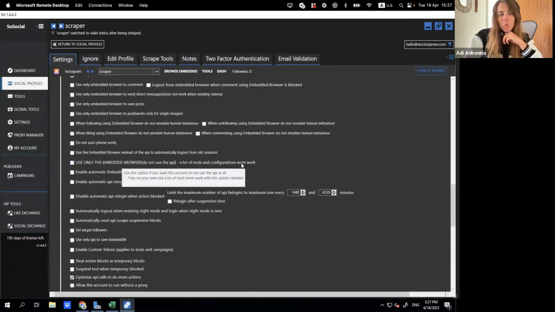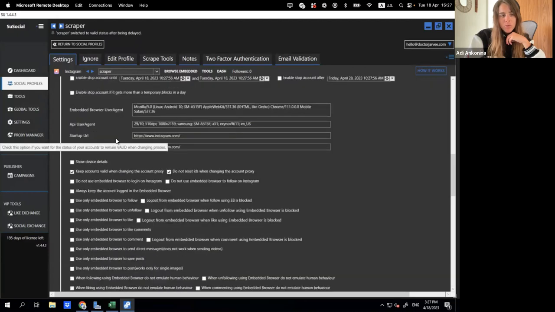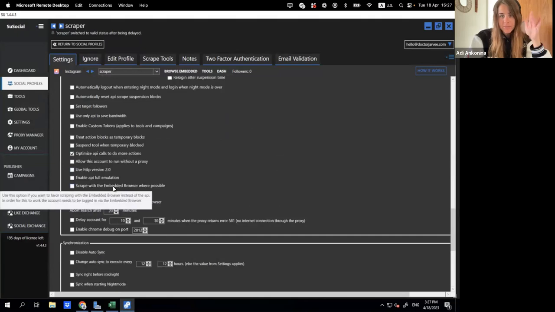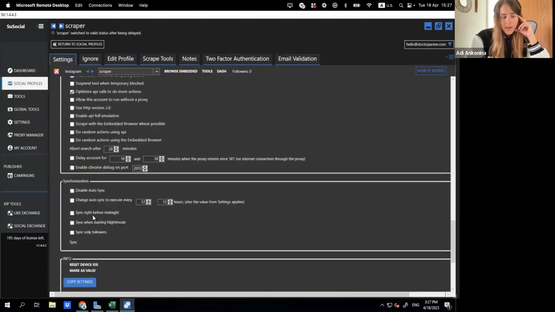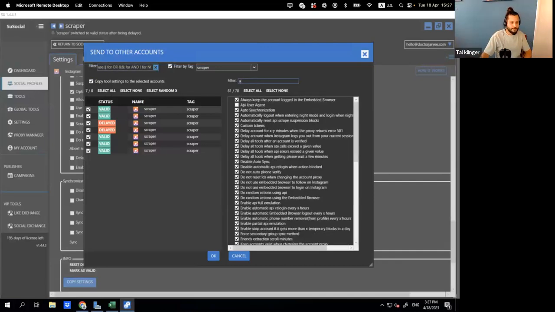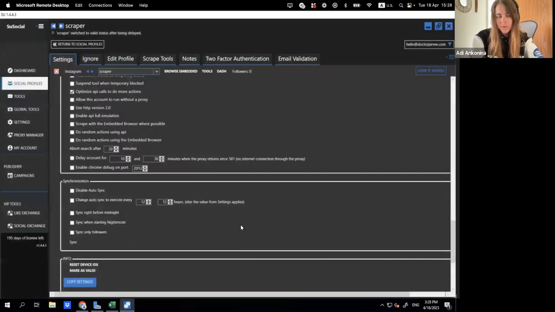After you did it for one scraper account, before you click on verify, you can just copy the settings. Let's say you did all of the numbers over here and you have another 5 or 9 scrapers. You can click on copy settings, add the tag scraper, and make sure you're copying to the right one. Select all, and make sure you're not checking this box. This is the user agent, the device you're using. So make sure to uncheck this box, click OK, and then all of the settings will be the same for all of the scrapers.